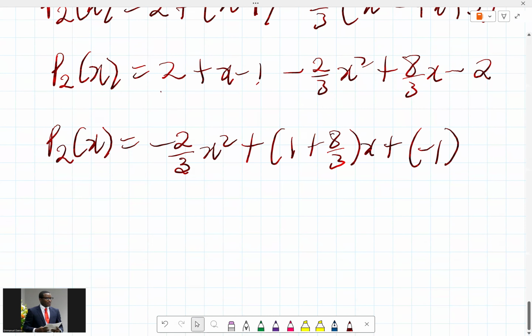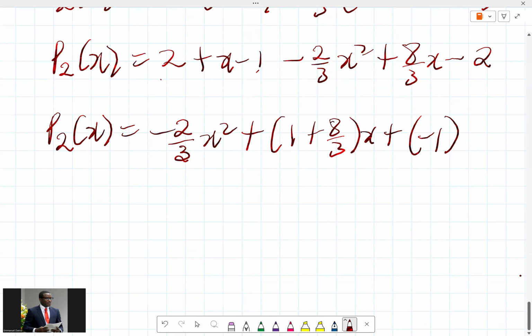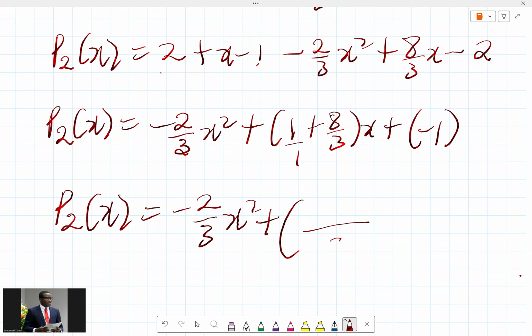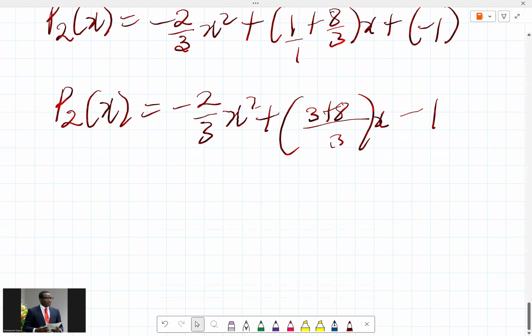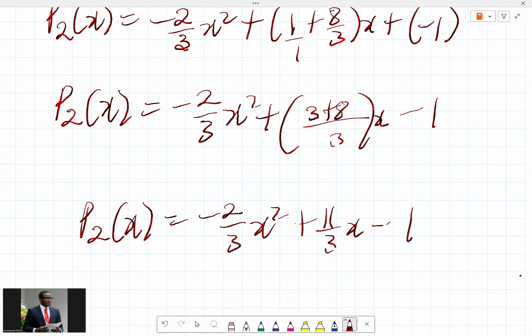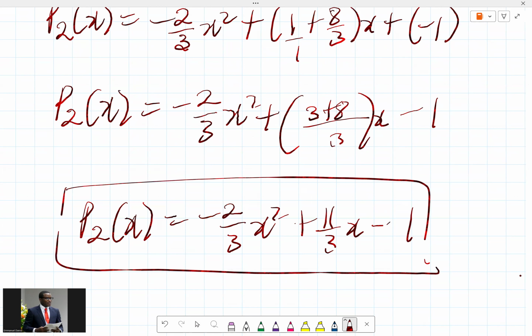Okay, let me just do this. So we have P2 of x equals minus 2 over 3 x squared. So here the LCM is 3. If you say this is 1 over 1, so this is 3 plus 8x minus 1. So finally, P2 of x is equal to minus 2 over 3x squared plus 11 over 3x minus 1. This is exactly what we got with Lagrange formula. So once you do it right, that's what you get.